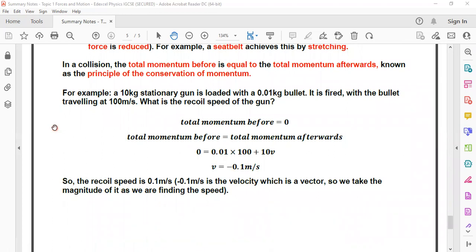For example, a question here: a 10 kg stationary gun is loaded with a 0.01 kg bullet. It is fired with the bullet traveling at 100 meters per second. What is the recoil speed of the gun? Total momentum before क्या था? 0. Total momentum afterwards क्या हो जाएगा? 0.01 जो आपका mass है of the bullet.